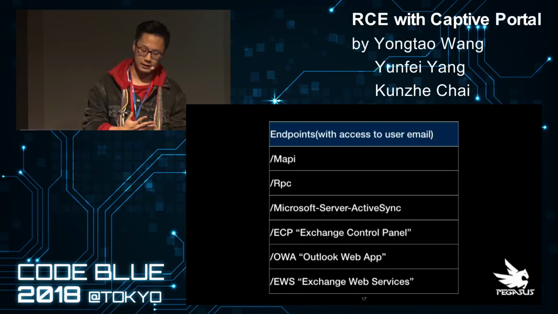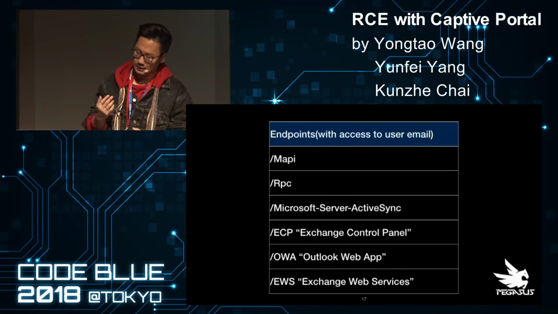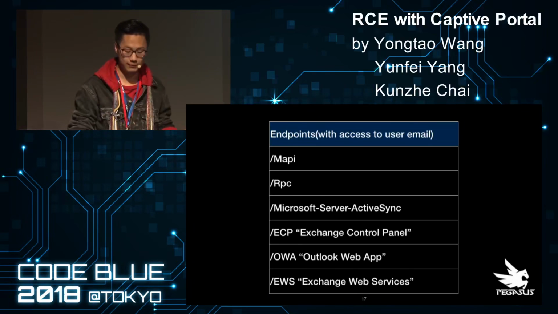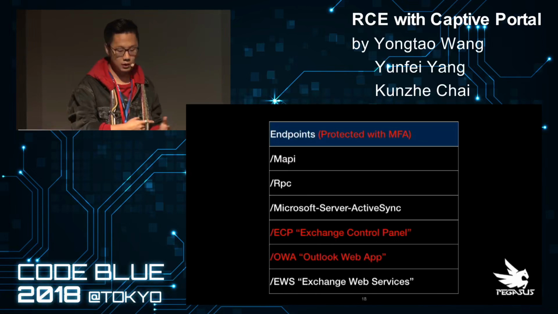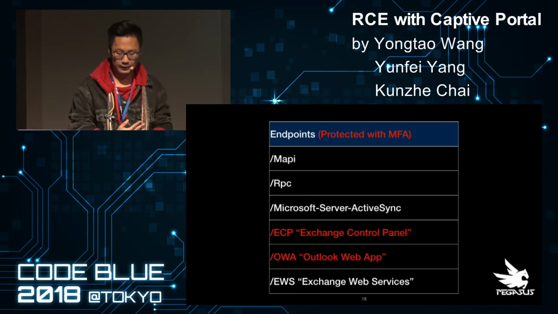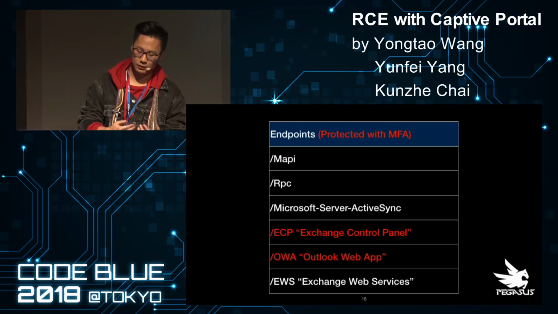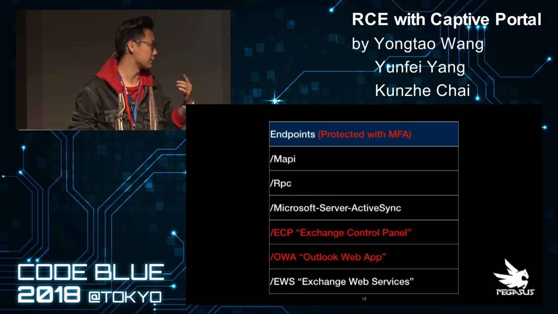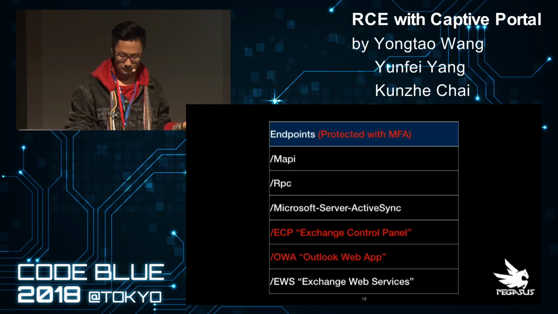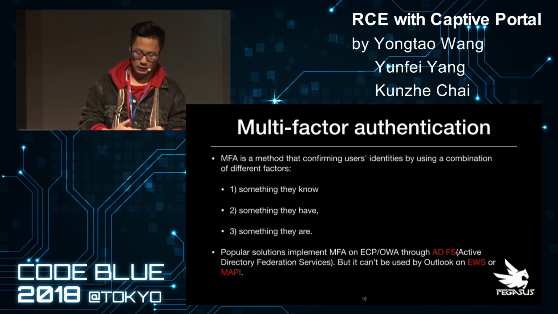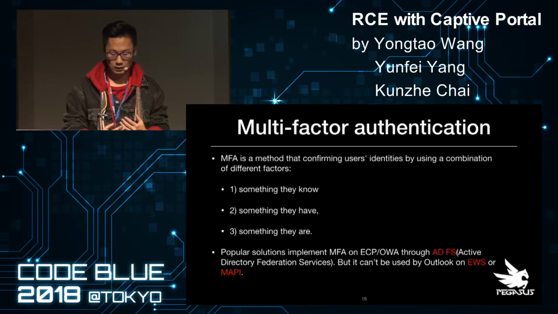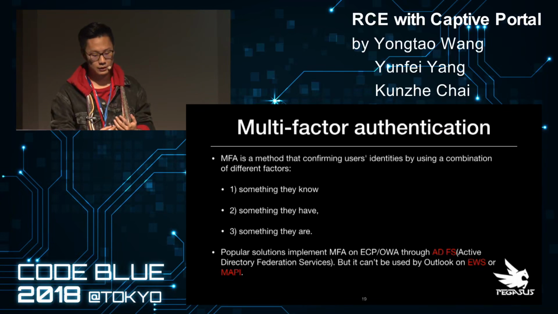We should pay attention to these six endpoints because they have access to users' information. Two of them, ECP and OWA, are protected with multi-factor authentication, but EWS is not. MFA means multi-factor authentication, a way of confirming users' access.